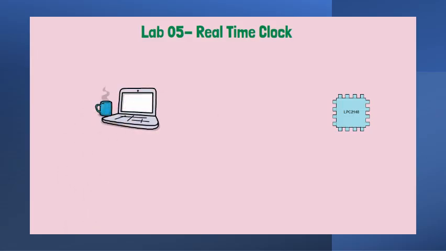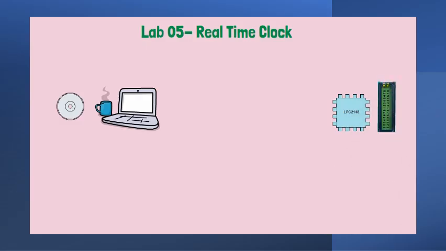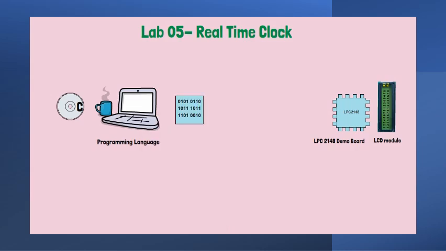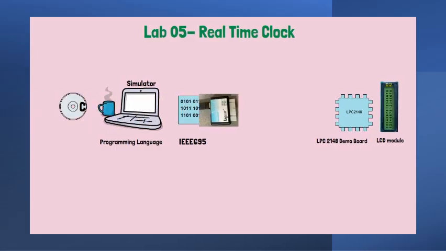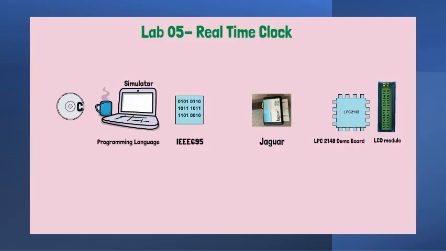Any embedded system project involves 3 important steps. The first step, we select embedded C as our programming language. The second step, LPC 2148 based evaluation board, and the LCD module. Programs written in C are readable and easy to debug. To debug embedded C program on the PC, we use a simulator. We use a Jaguar debugger to download and test the program running on the target hardware.